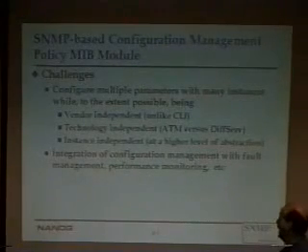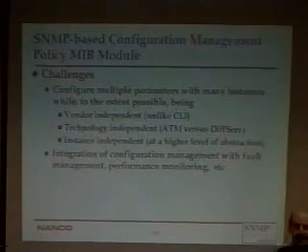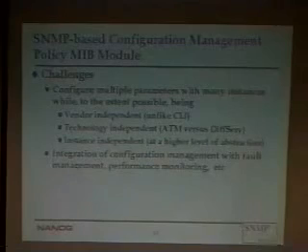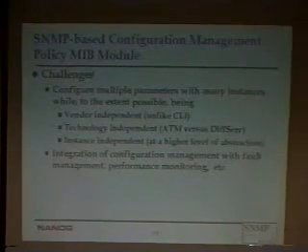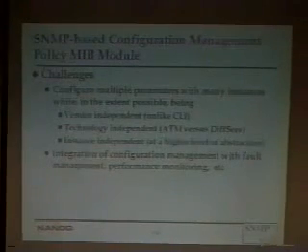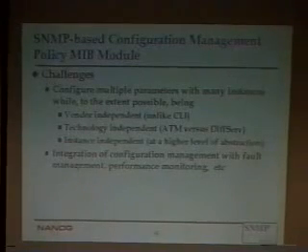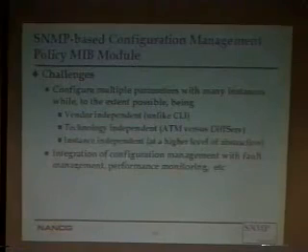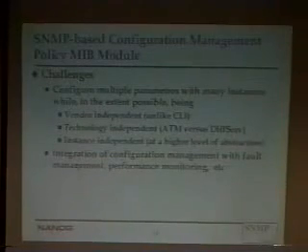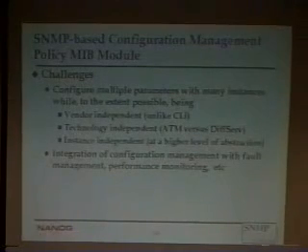One is to configure multiple parameters with many instances at the same time, being as best we can vendor independent, so that this works on any vendor's box, unlike what CLI does, where each time you go to a new box you have to have a new CLI, a new vendor, and sometimes different boxes from the same vendor. We want to be technology independent, so we want to configure QoS policy the same way, whether the underlying technology is ATM or DiffServ or whatever. And we want to be instance independent. We want to work at a higher level of abstraction.